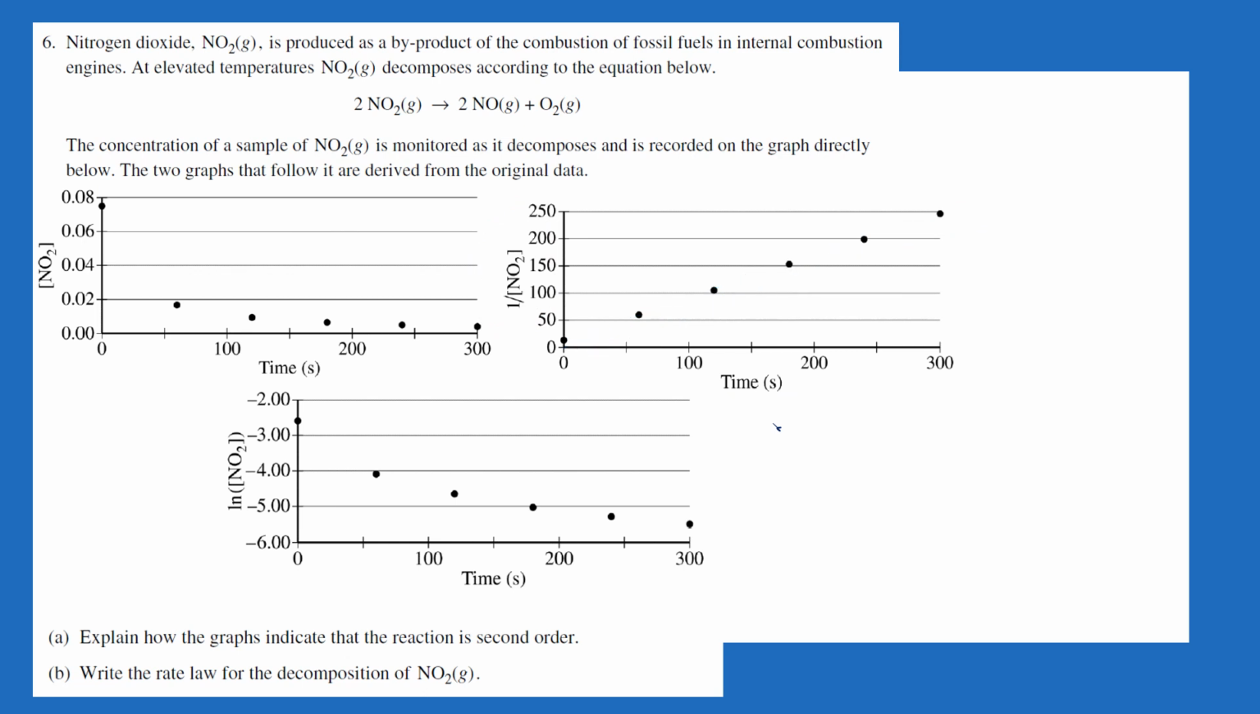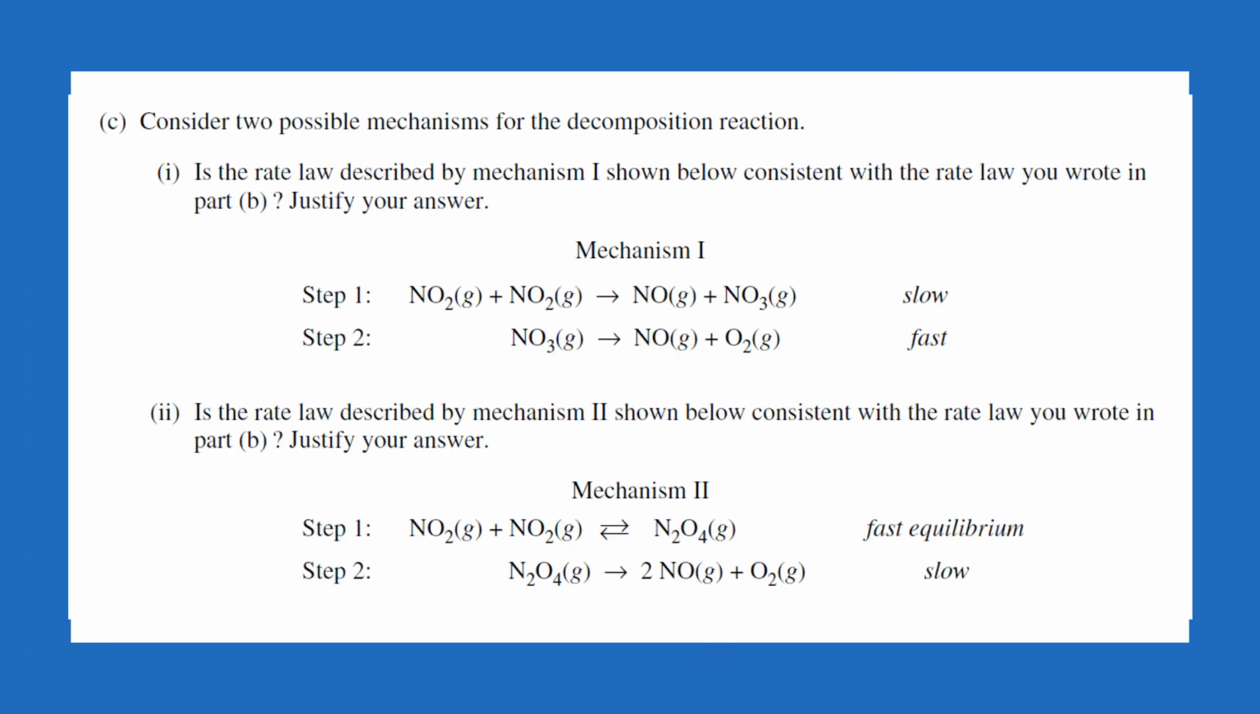And then we need to write the rate law for the decomposition. Well, you just told me it was 2nd order, so rate equals k. We start rate laws with rate equals k. And then our substance is NO2. And it's squared because it's 2nd order. So then consider 2 possible mechanisms for the decomposition reaction. Let me rewrite that rate law. Rate equals k NO2 squared because it's 2nd order.